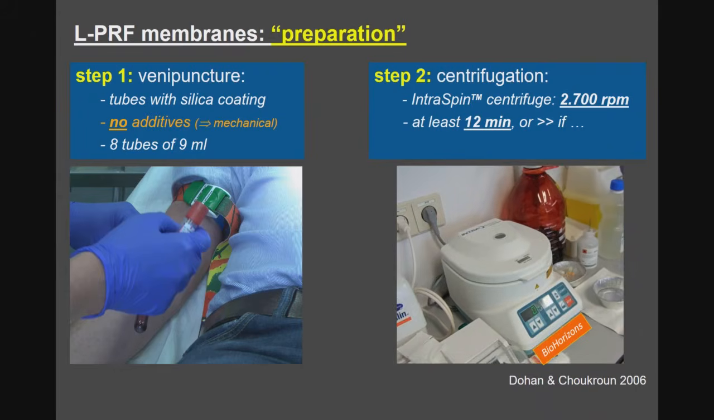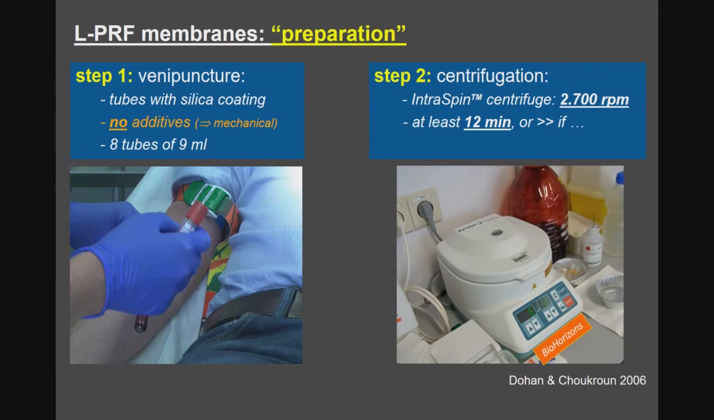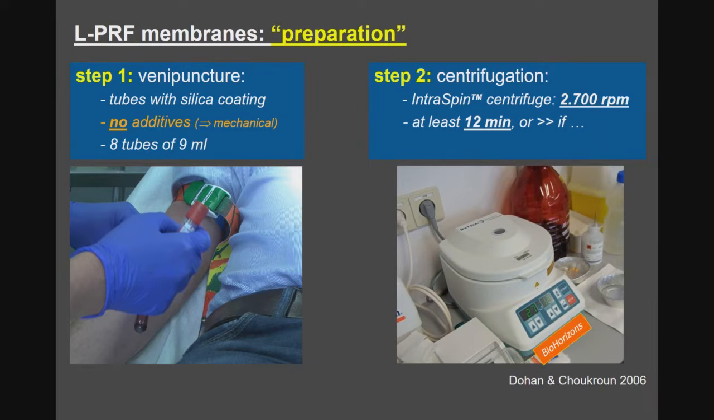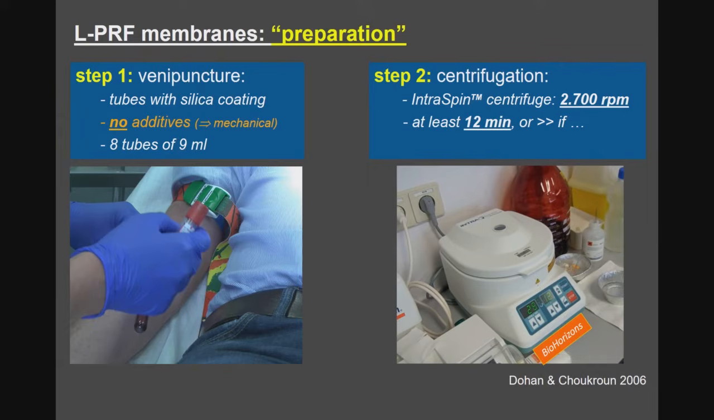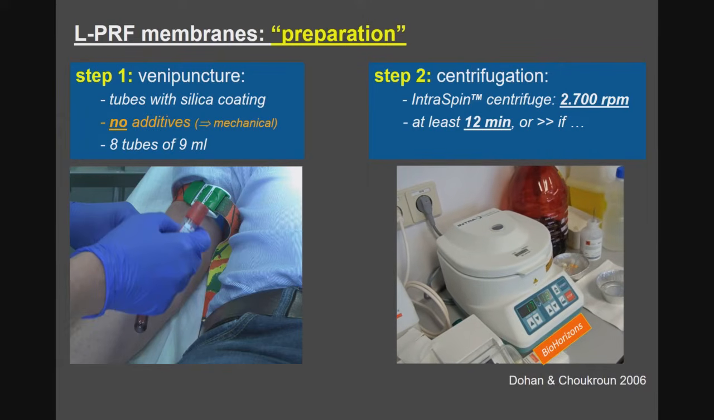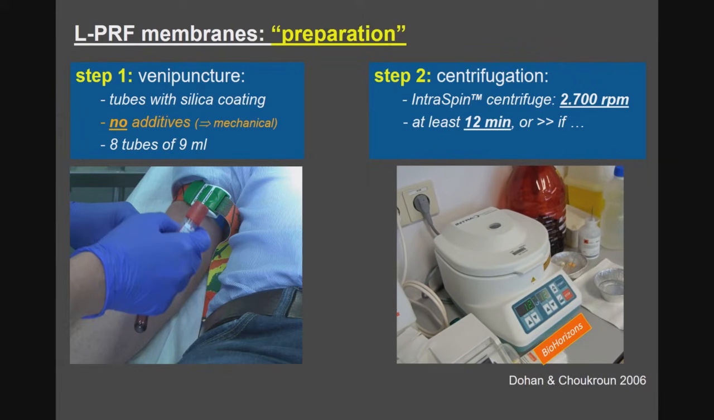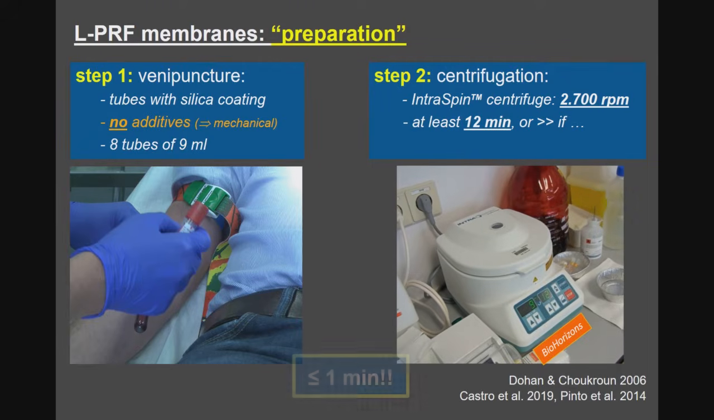In a second step, you have to put these tubes into a centrifuge. Working with the IntraSpin device, you have to put it at 2,700 rotations per minute, and this for at least 12 minutes. If the patient takes some anticoagulant medication, you have to go to 15 or even 18 minutes.